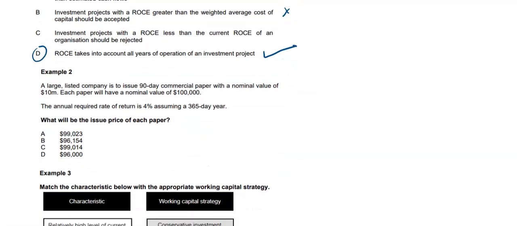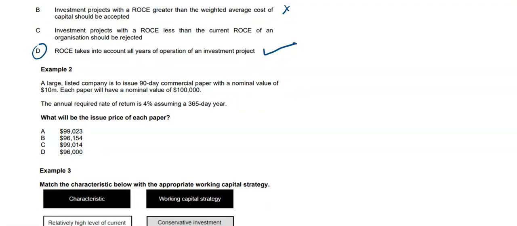A large listed company is to issue 90-day commercial paper with a nominal value of 10 million. Each paper will have a nominal value of 100,000. The annual required rate of return is 4%, assuming 365 days in a year. What will be the issue price? Remember, the formula of issue price is the nominal value in the numerator, divided by 1 plus 0.04 into 90 over 365. That will be equal to 99,023.